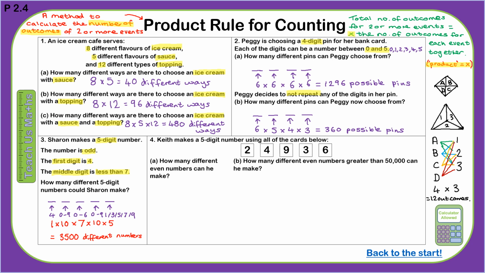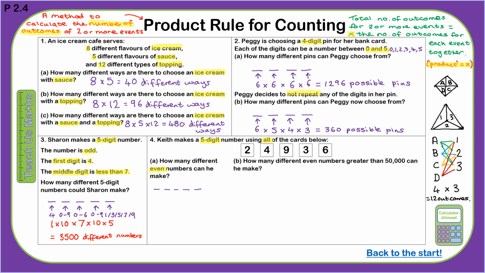Let's have a look at question 4. Keith makes a 5-digit number using all of the cards below. Part A. How many different even numbers can he make? So again, let's start with our 5 dashes for a 5-digit number. Now Keith wants to make an even number. We've got the cards 1, 2, 3, 4, 5.